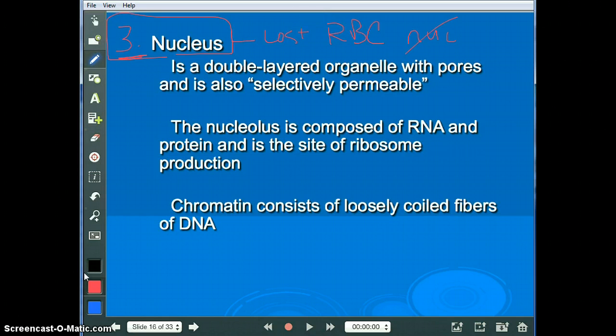It goes away. Now, the nucleus is a double-layered organelle. Its main job is to house, kind of enclose, the genetic material. It is also selectively permeable, just like we talked about with the cell membrane. It is choosy. It allows certain particles to go into and out of the actual nucleus. Now, the majority of stuff that's going in and out of it is probably mRNA or rRNA.